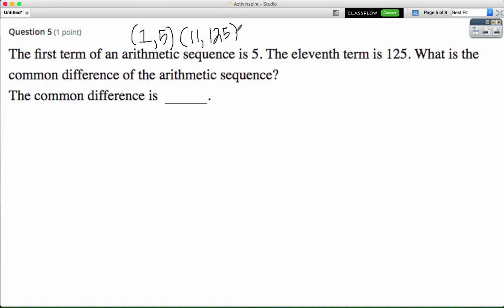What's the common difference? Well, common difference is just another way to think of rate of change, because arithmetic sequences are just similar to linear functions. So I can find it by using the rate of change formula we just covered in our last unit. I would do 125 minus 5 over 11 minus 1. So that leaves us with 120 over 10. So 12 over 1, so the common difference is 12. It's a positive 12.